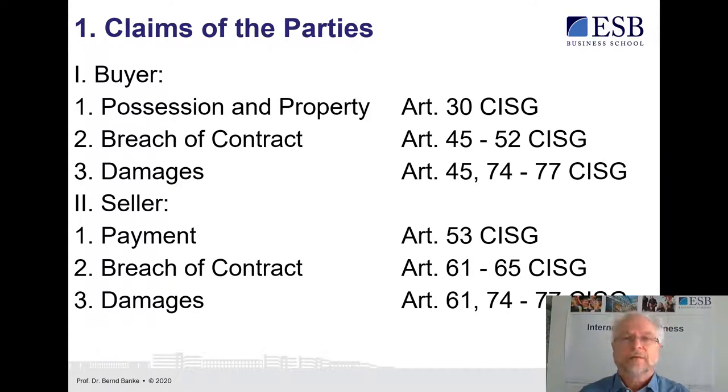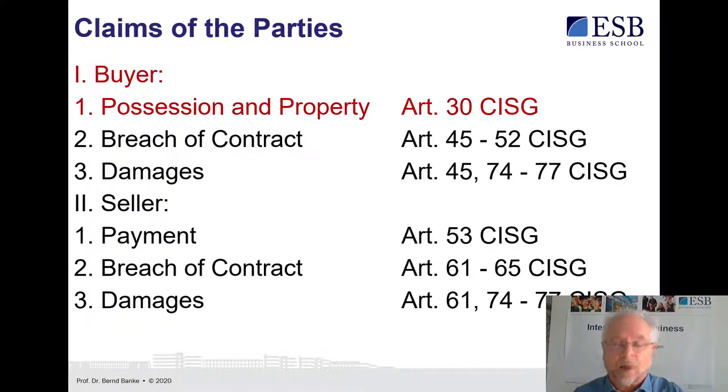Good. So now we come back to our case. Now it's the buyer who wants something. What does the buyer want? We are at the very first stage of a contract, and the very first stage of a contract is: I want what I actually ordered, okay? So that is the claim we have to work on, and that might be the claim we will fill into our schedule, our method of checking civil law claims, okay? Good, so if you've got it so far, fine.